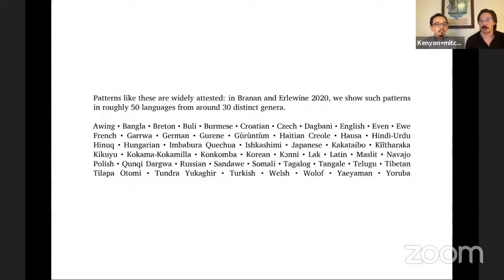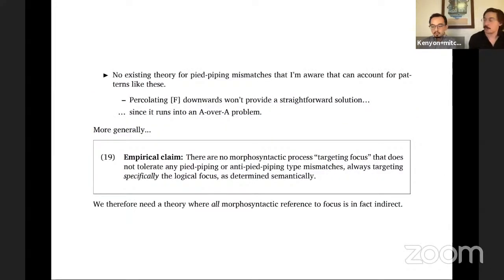And this isn't a weird quirk of Japanese and Hungarian, which might have the additional quirk of being well studied by linguists. If you go look around in grammars, it turns out patterns like these are remarkably widespread. So we've done this and we found that these patterns arise in about 50 languages from 30 distinct genera all over the world. It's super common. Languages do this all the time. So there's no existing theory of the F marking with percolation sort that I'm aware of that can account for patterns like these. If you're just trying to probe for a focus feature somewhere in the structure, maybe that feature could percolate downwards, but you would still always find that highest thing. You run into basically an A-over-A problem. So in particular for the movement cases, these patterns are a real challenge.